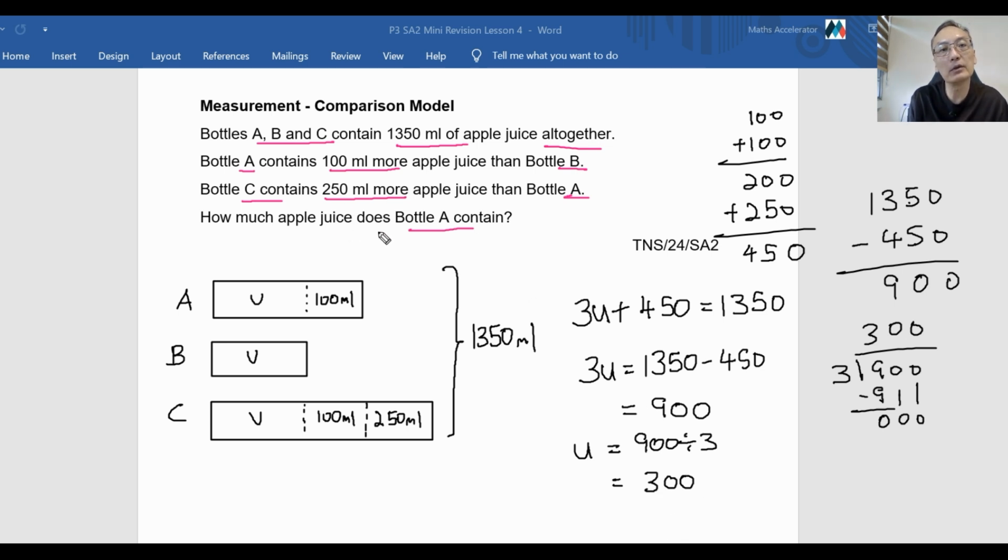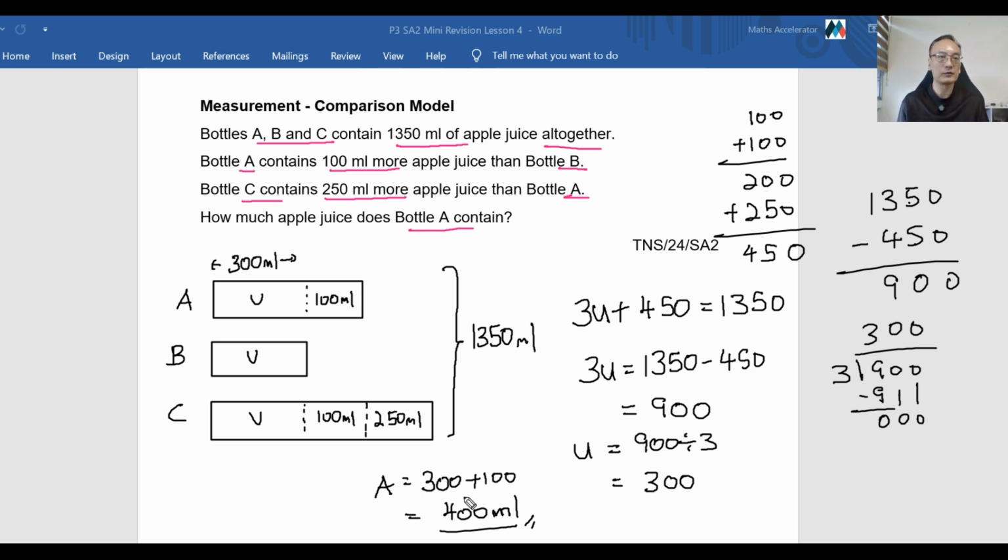Now we're going to find out how much apple juice bottle A contains. Bottle A, as we can see, is 1 unit plus 100. And we have calculated that 1 unit is equal to 300 ml. So we will add 300 with 100, and we should arrive at 400 ml. And that's the answer.